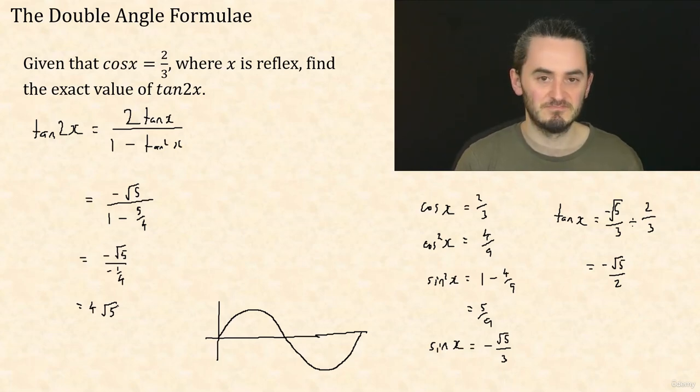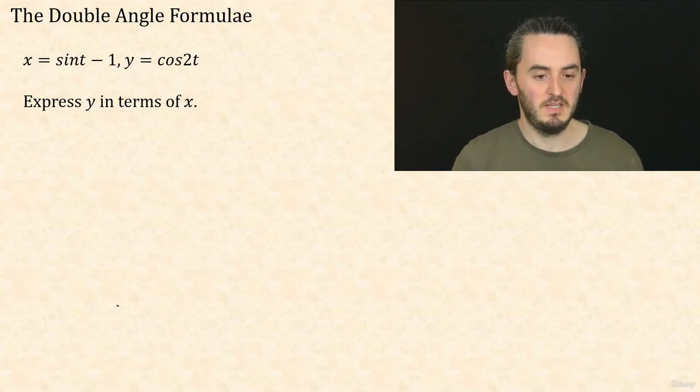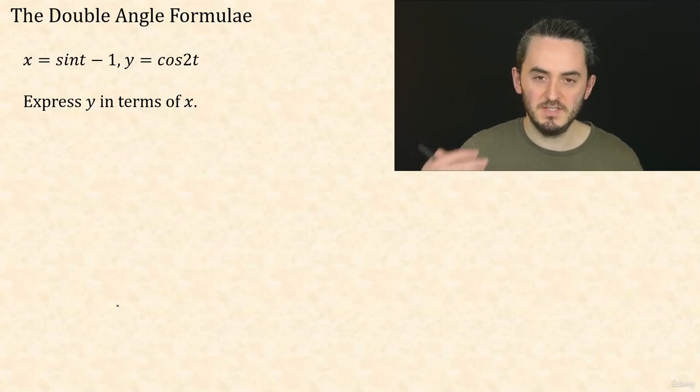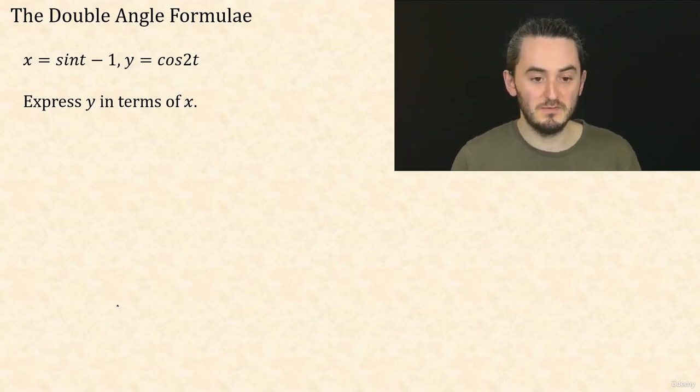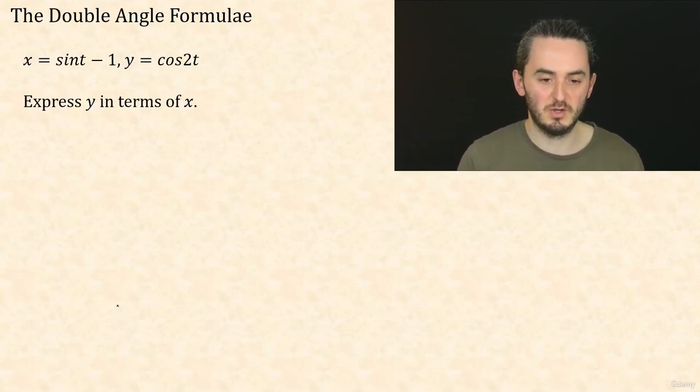Pretty neat. Okay, one more little application to look at. If x is sine t minus 1 and y is cos 2t, can we express y in terms of x? This is really a little preview of a future topic called parametric equations, which we will come to in time, but look how we can use double angles for this. If I want to express y in terms of x, what I can do is think about alternative ways of expressing cos 2t.